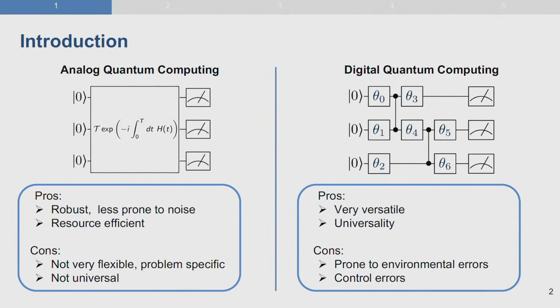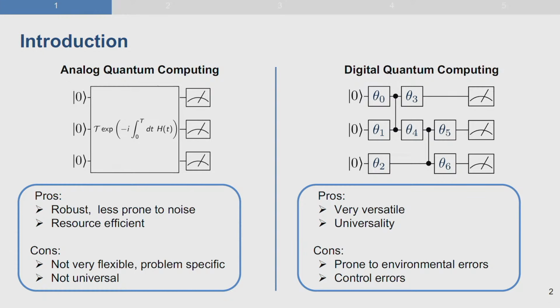Analog quantum computing consists of having a natural Hamiltonian in your lab, whatever it is, and using this Hamiltonian for an evolution, which usually you can tune by changing some parameters, for example, by doing quantum annealing. Now, this approach is usually more robust than the digital approach. It's less prone to noise and more resource efficient, because these Hamiltonians and these unitaries are usually tailored to the problem that you want to solve. On the other hand, because they are tailored to a specific problem, they are not as flexible, and they do not constitute a universal way of doing quantum computing.